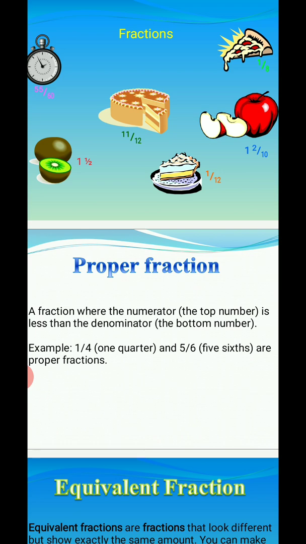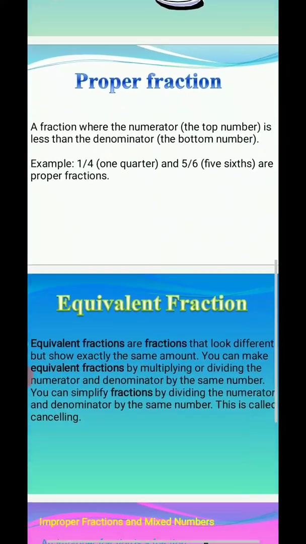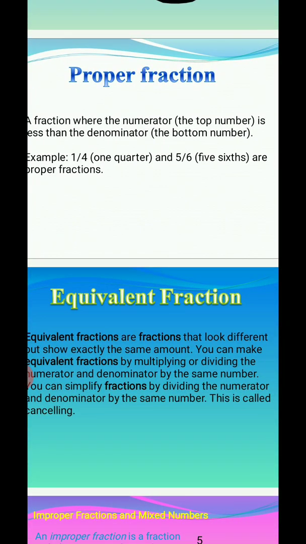These all are examples of proper fractions, where the numerator is less than the denominator. Next one is our equivalent fraction. Equivalent fractions are fractions that look different but represent exactly the same amount. The digits may vary, for example with variations in the digits 2, 3 or 4.